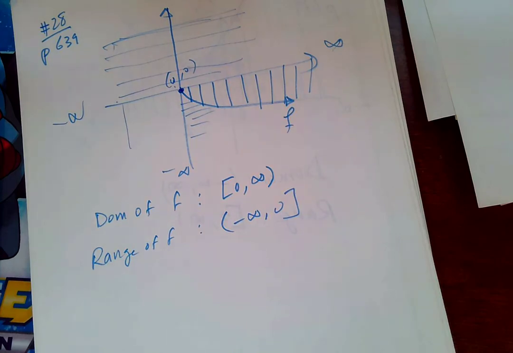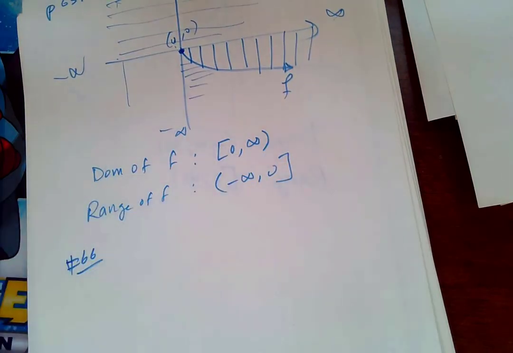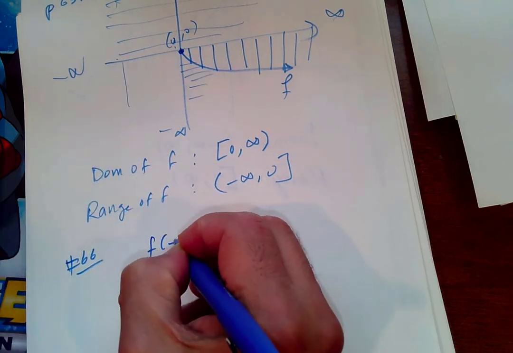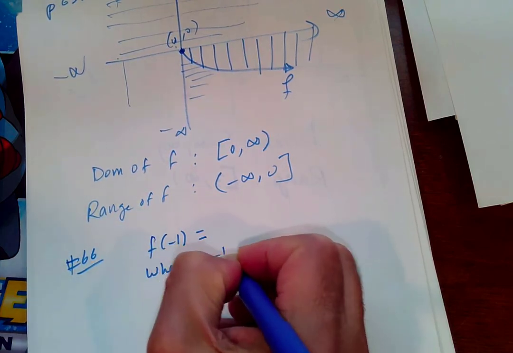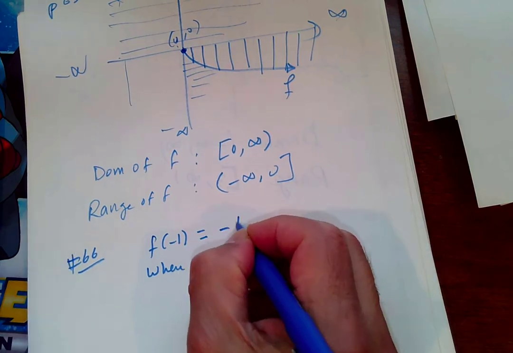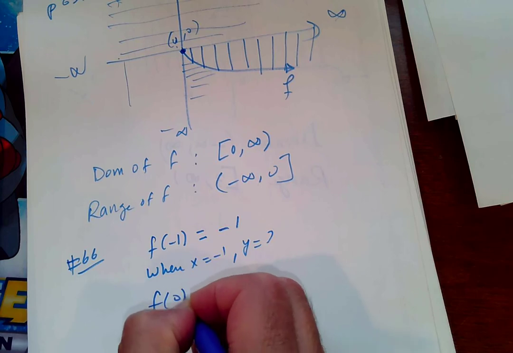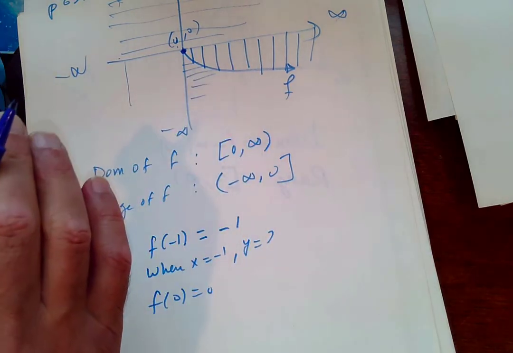Okay, let's look at 66. In 66, you need to be looking at the graph of the function. It's finding f of -1. So when x is -1, what's the y value? That's basically what you're looking at. And I'll give you the answer. It's -1, and then f of 0 is 0, and so on. So check that out. Make sure you understand that. If not, shoot me an email.